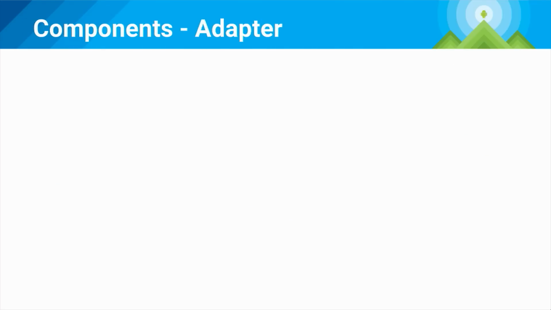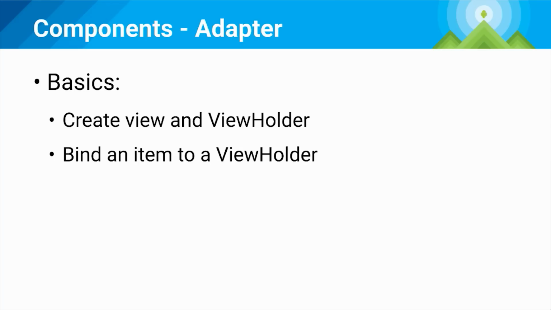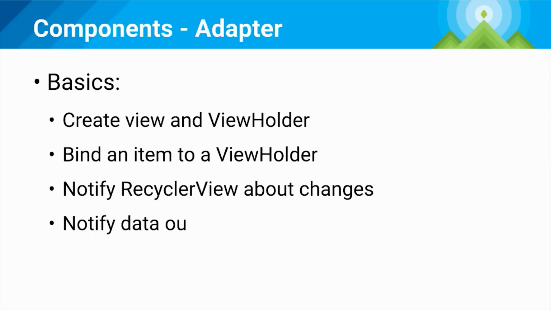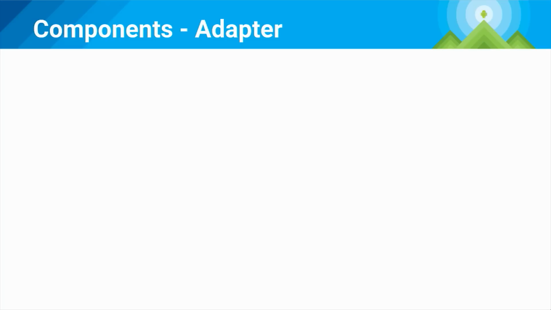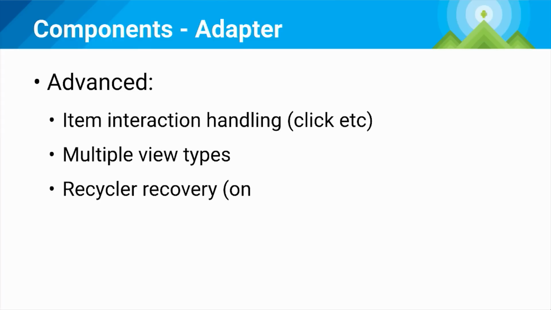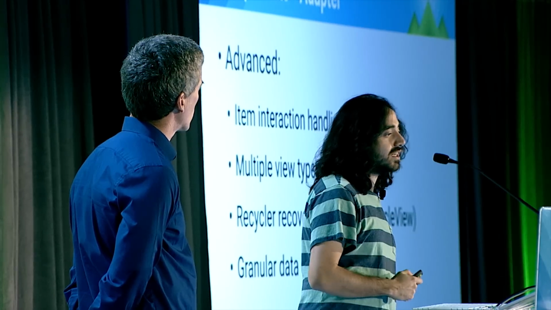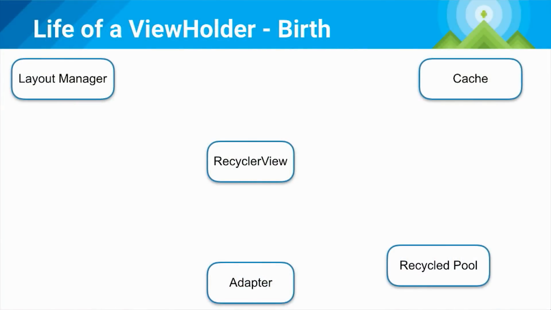Let's go back to adapter. So adapter is the one that creates your views, binds the view holders, and tells RecyclerView when the data changes. It's also the place if you want to handle click listeners, you have multiple view types, or there's some recycle recovery we'll touch later on, and the granular data change events like notify this item has changed, not that the whole list changed. And the important part about adapter is understanding the view holder. Like this is the main component.